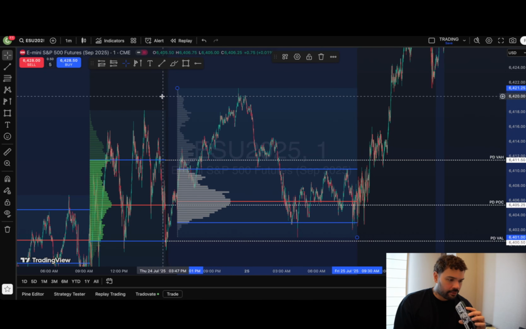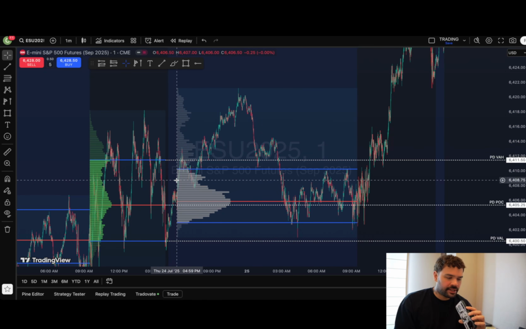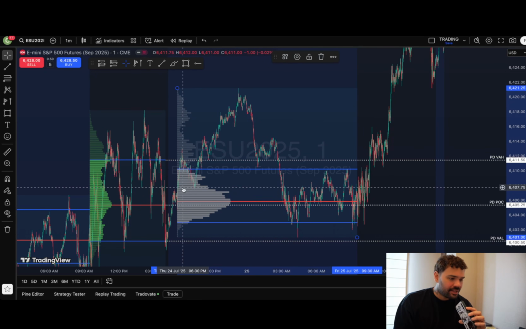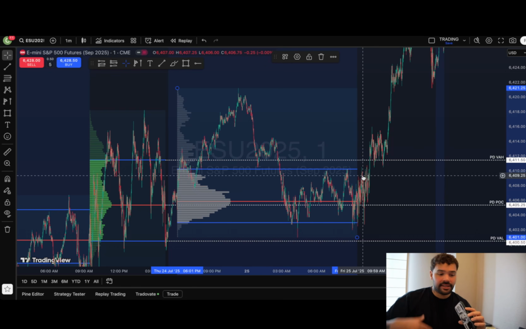Now this volume profile, when you're looking to refer to the overnight levels on the next day, you want to start this profile from 6 p.m. Eastern time and draw that right across through to the 9:30 a.m. open. And that will then give you a value area high, a point of control, and a value area low from the overnight session, which you can then use in conjunction with the previous day's levels for trade setups.